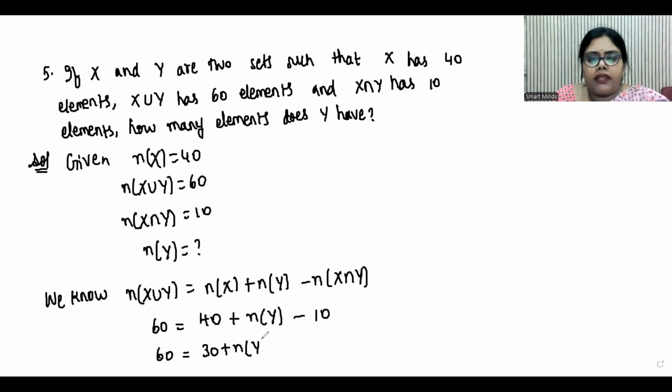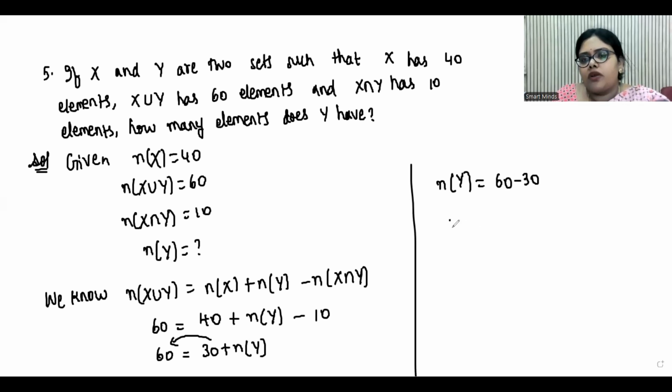plus n(Y). Take this 30 to the other side. You will get n(Y) is equal to 60 minus 30. So n(Y) is equal to 30. That means Y has 30 elements.